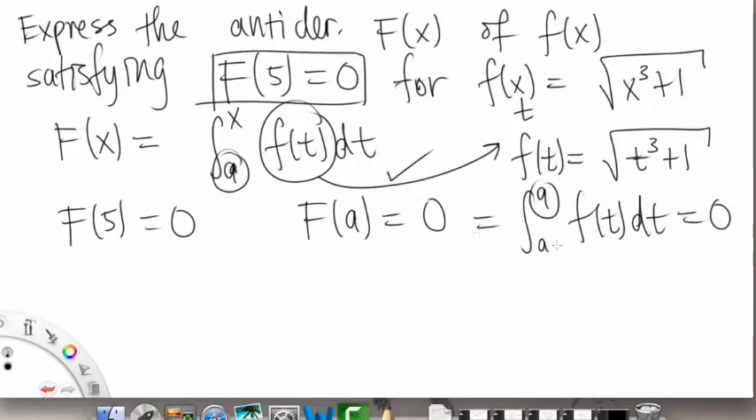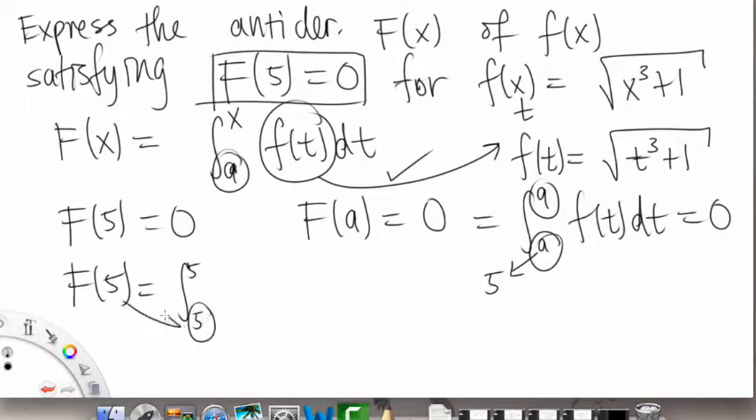So that means that our a down here must be a 5. In this case, f of 5 is equal to the integral from 5 up to 5. So this one should be our constant. That's what it tells us, that that's going to be our lower limit there, because when we plug in 5, that makes our integral 0.